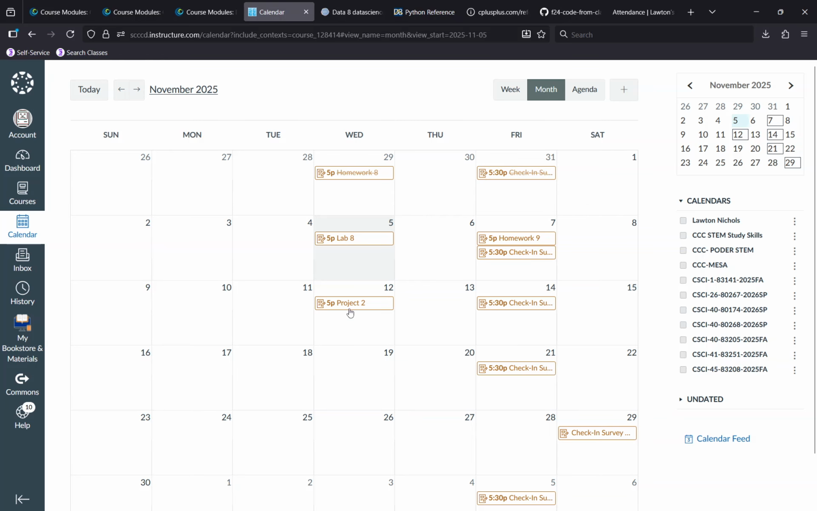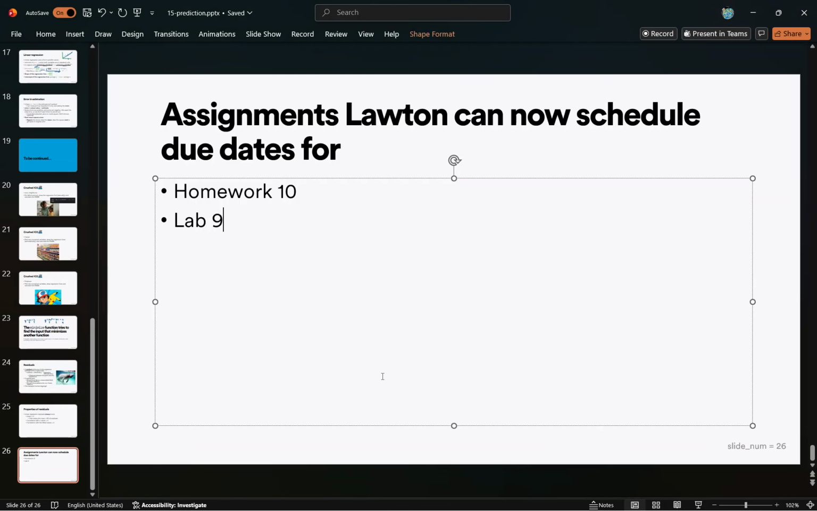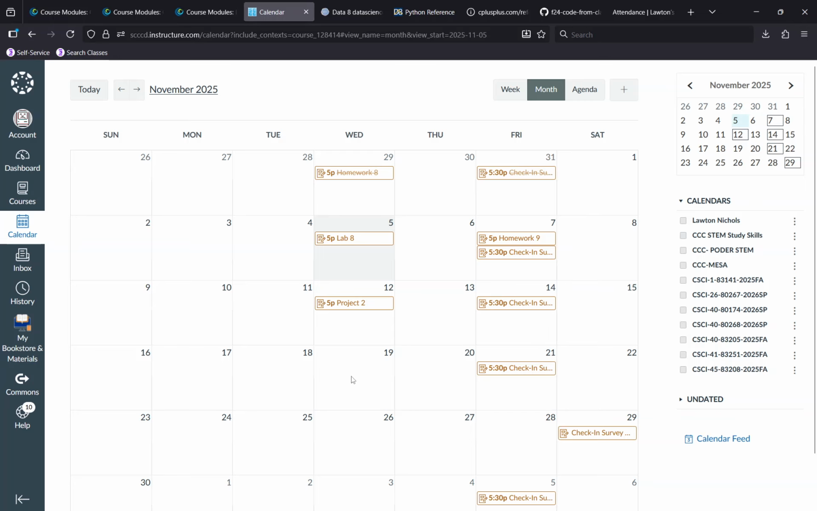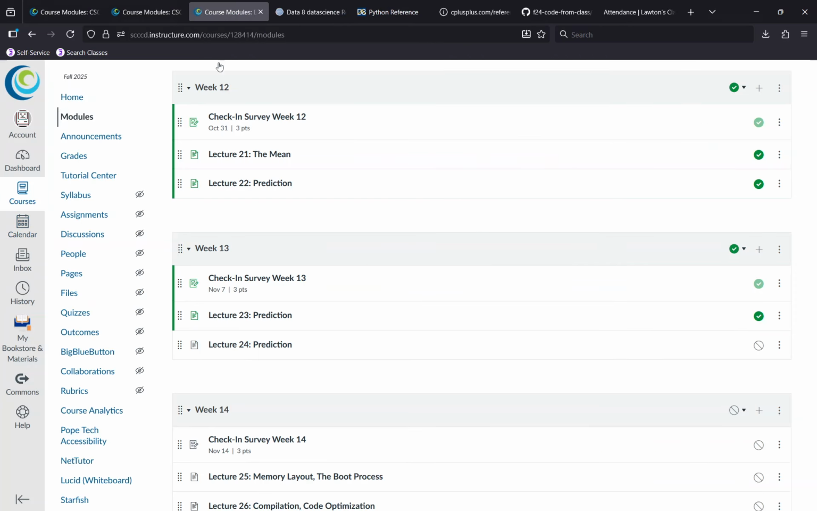It looks like we got project 2 due in a week, so let's do Friday the 14th for homework 10, and then Wednesday the 19th can be lab 9. I think that's when I'll do it. Okay? So we've got the 14th and then the 19th for the assignments. I think that'll be the order. And I think that's all that I want to say.